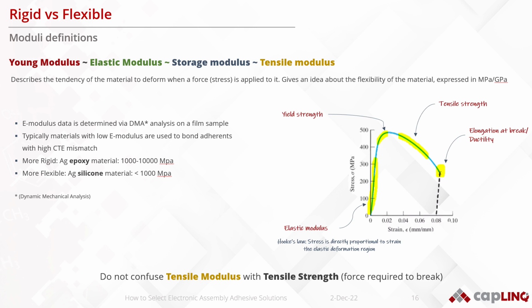For a standard, what we call rigid material, we will be thinking about certain epoxy materials. Then we would say that the modulus of the material, generally speaking, is higher than 1000 megapascals. But for more flexible materials, for instance, silicone materials, we would be looking at a modulus which is lower, or in some cases, way lower than 1000 megapascals. The modulus is measured with an analysis called dynamic mechanical analysis, which, generally speaking, is given on a lot of TDSs for all of these materials.